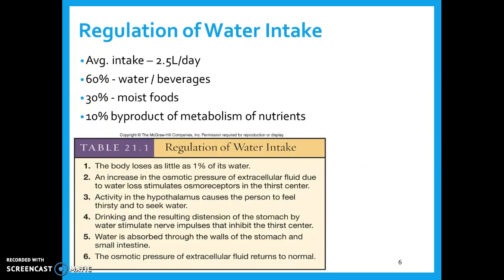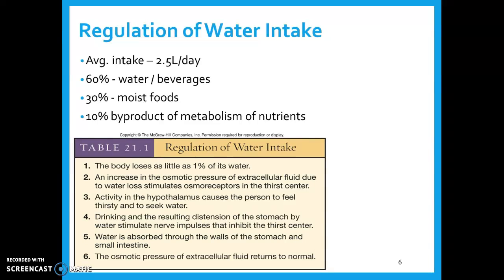All right, so we've covered most of this, just a quick review. Regulation of intake of water, so this is where all the water comes from. Where it says regulation, though, let's look at this table. This is how we make sure that we're taking in enough water. If your body loses as little as 1% of its water, that's going to cause a change in our osmotic pressure. We've got a lot of dissolved substances inside of our body fluid, but if we lose that water, then those are going to become more concentrated.